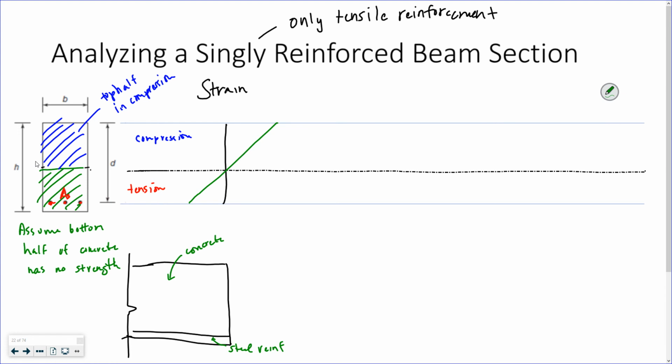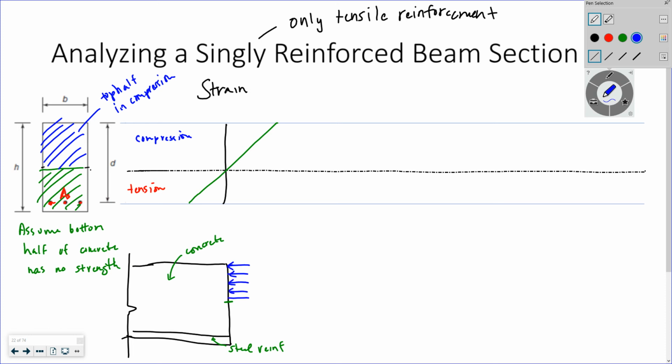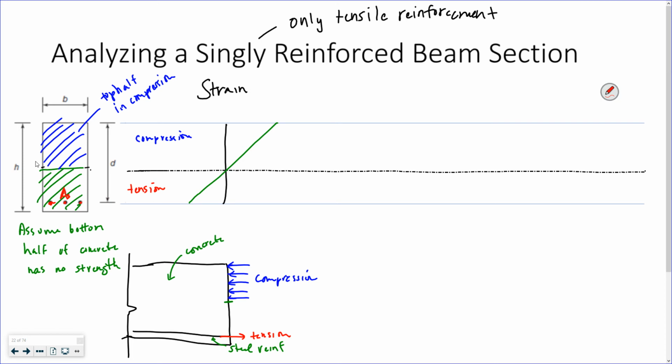And so the top half of the concrete is in compression, right? It's got stress on it. And my steel is in tension. Again, this is looking at it in elevation, where I have singly reinforced tensile reinforcement down at the bottom because I'm in positive bending. Concrete isn't doing anything in tension. The only thing in tension is the steel.